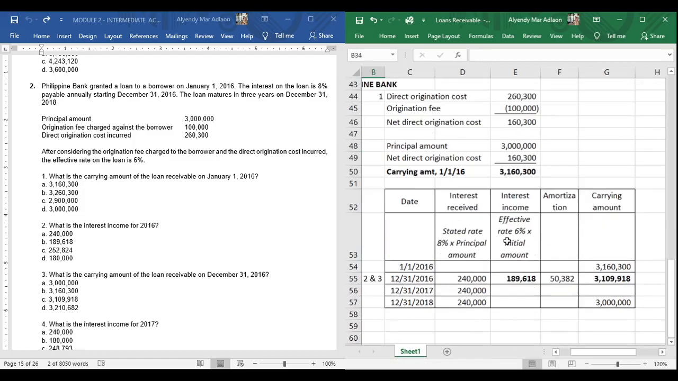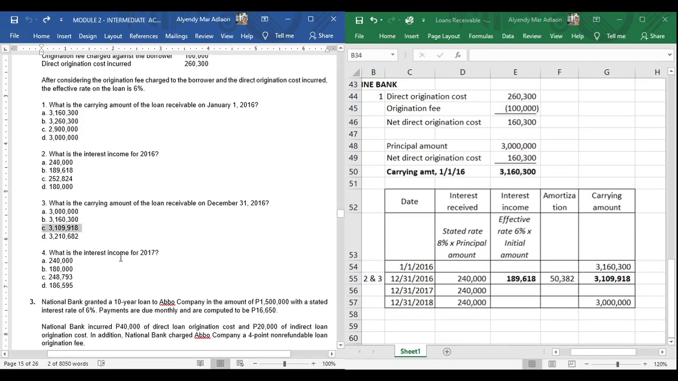Okay, now let's proceed to 2017. Since we are computing the interest income in 2017, that would be 3,109,918 times 6%. So, you have 186,595 and that is letter D. So for your amortization, still the difference, and then you deduct 3,109,918 minus 53,405.